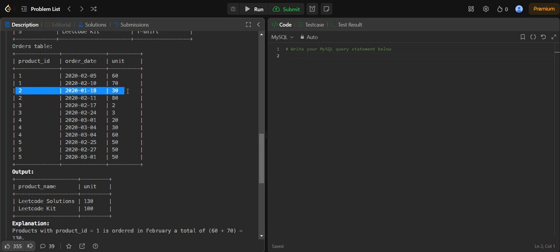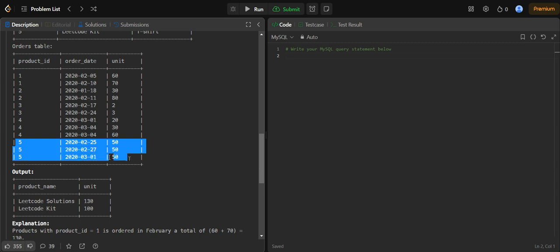Next, number 2. It is bought in January. I will not consider it, it is not bought in February. But the units are less than 100, so I will not report this. Next, number 3. It is bought in February, but the number of units is 5 only, less than 100. I will not report this. Number 4, it is bought only in March, so I will not add the units. I will simply not consider this.